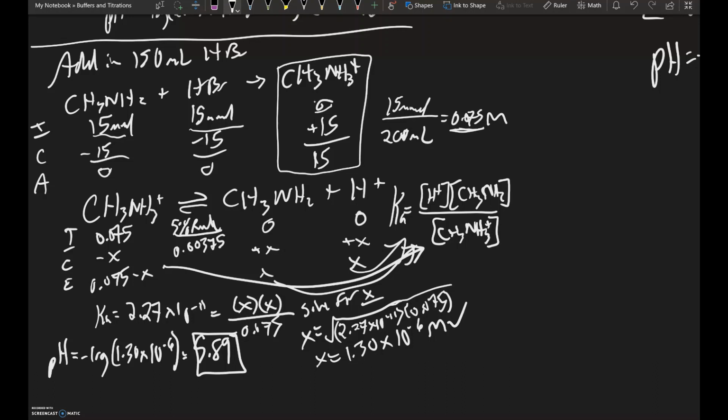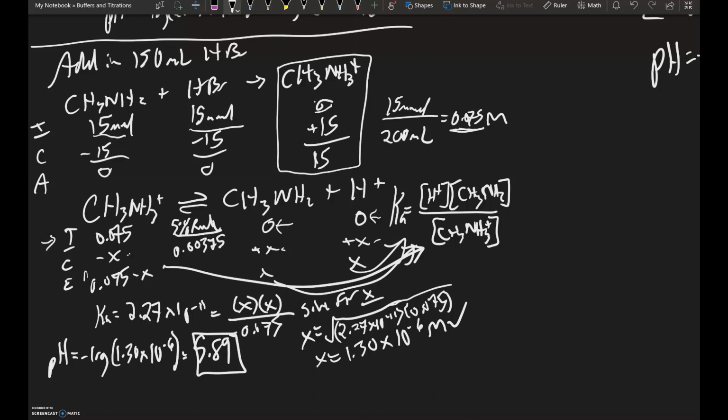So we set up the ice chart, and it's been a while, at least another video since we saw the ice chart. And the ice chart is where we're going to take the 0.075 as your initial concentration for the methylamine conjugate acid, and that's going to form an equilibrium to produce methylamine and hydrogen ions. So these two are 0, as there's nothing in the solution for right now. It's just 0. So we're going to subtract X on the methylamine side, and then we're going to add X on the right hand side.